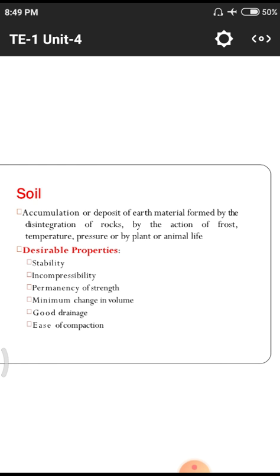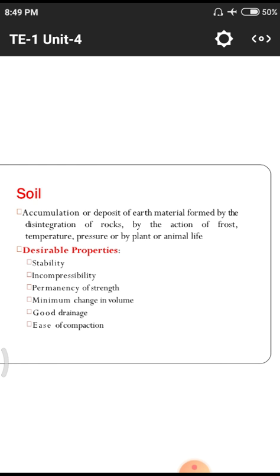If the temperature rises to 40 degrees or 35 degrees, some cracks appear on black cotton soils. That is the volume change. Why? Because red soils have less volume change, but black cotton soils have a huge amount of volume change.